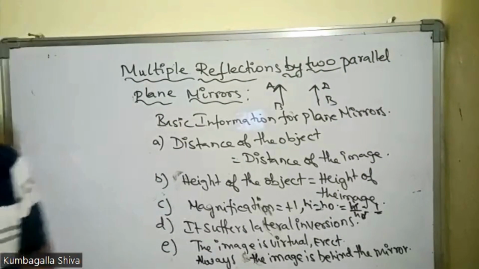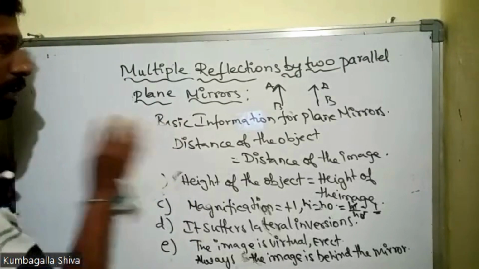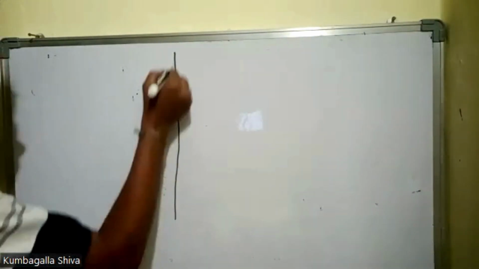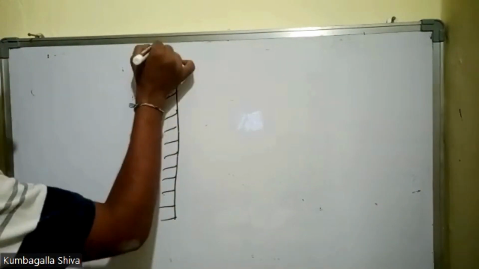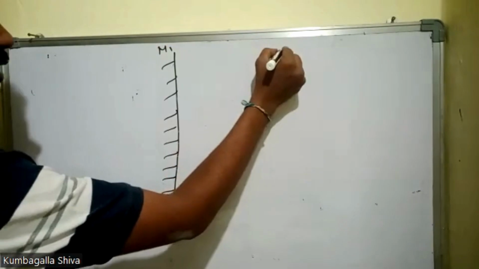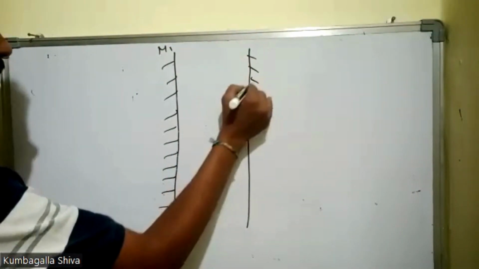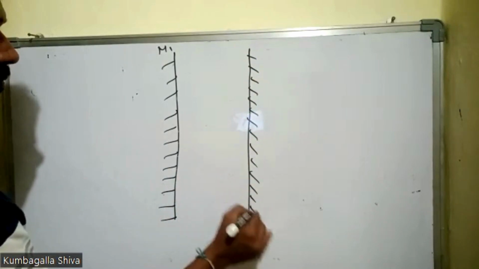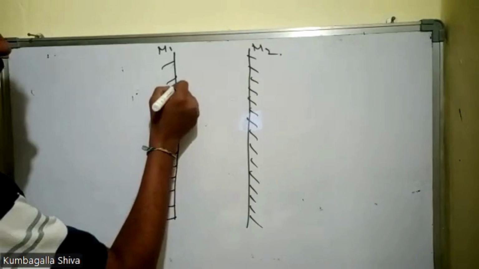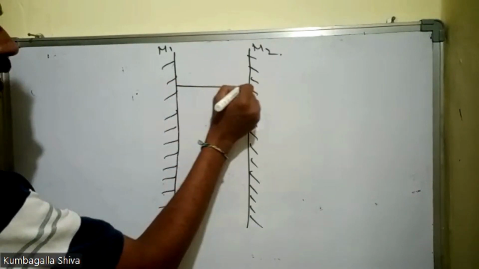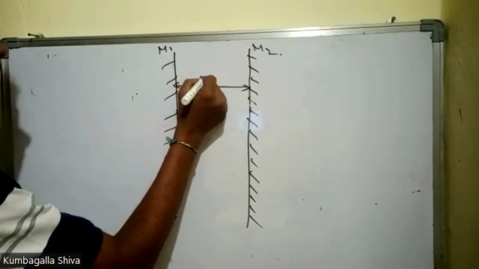Okay, now let us go to the concept. So multiple reflection by two plane mirrors. Now I take two parallel mirrors. I say this is M1 and this is M2. Now the distance between the two parallel plane mirrors is 3 meters, I say.